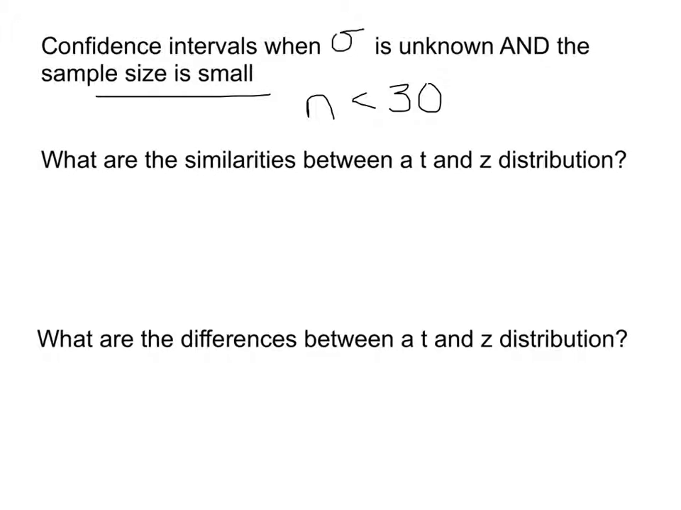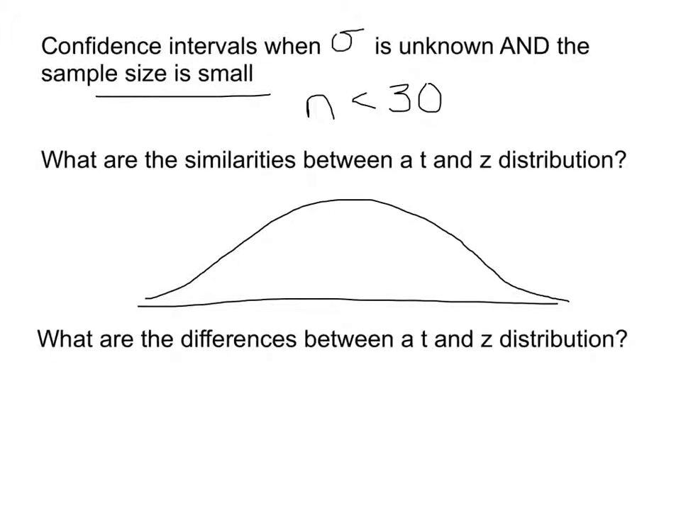The first similarity is that they're both bell-shaped. They're both symmetric around the mean. The mean, the median, and the mode are all equal to 0 and located in the center. And the curve never touches the x-axis. Our z-distribution, or standard normal curve, typically looks like that. Our t-distribution is going to look very similar. The only difference is there's going to be a lot more room on the sides and less in the middle.